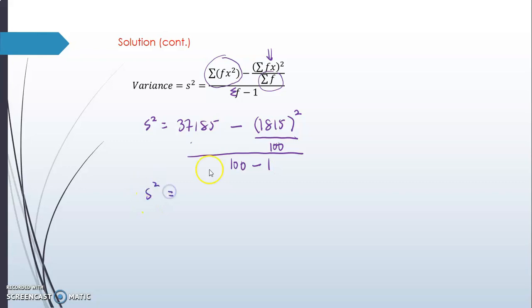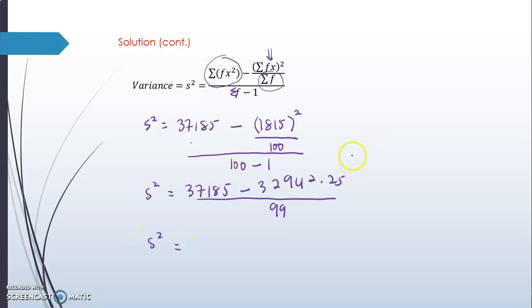Okay, and then simplify your calculation. You square this 1815 and then divide by 100. You will get 32942.25 and then over 99. Please calculate the value of the numerator first: 37185 minus 32942.25. And that answer is divided by 99.